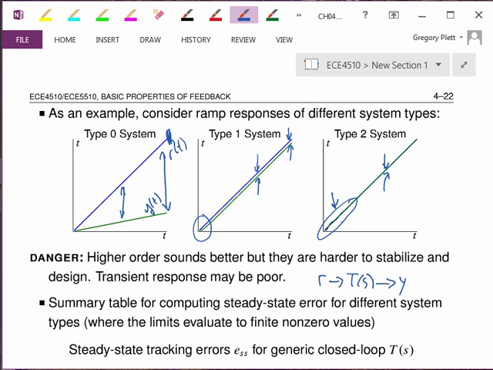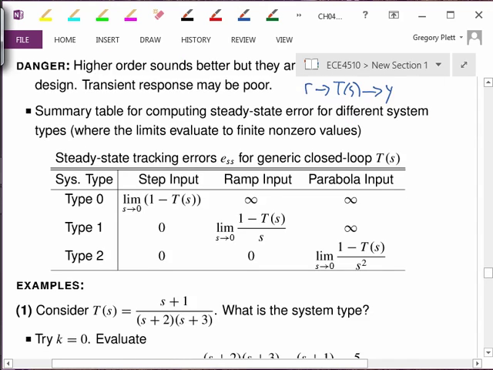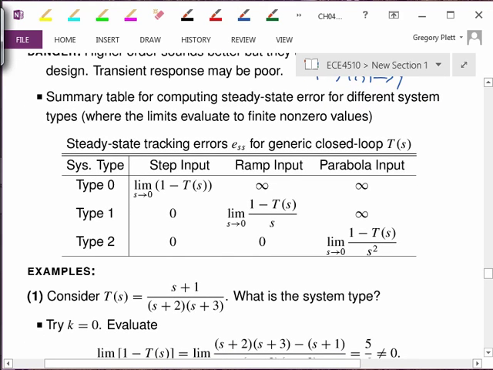So I've put in a summary table in the notes here to help us think about how we would compute steady-state error and what that value of steady-state error would be. The title is Steady-State Tracking Errors for Generic Closed-Loop Transfer Function. If the system type is 0, and I give the system a step input, there will be a steady-state error, and this is what it is. If I give it a ramp input, it won't be able to catch up. If I give it a parabola input, even worse.